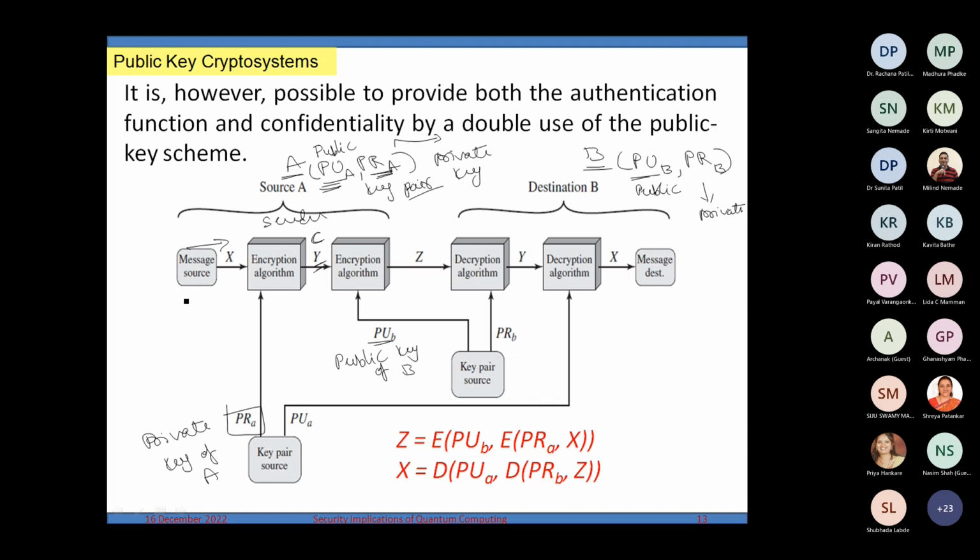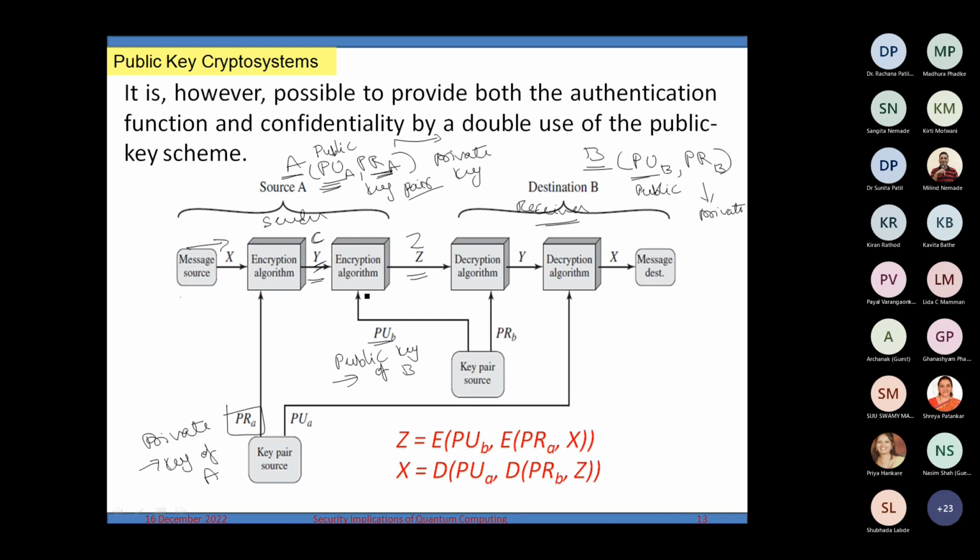So A has taken the plain text and encrypted it with the help of the private key of A. Then next, A encrypted the intermediate ciphertext with the public key of B. Now finally we got the ciphertext Z. Now this Z is transmitted to the receiver B. The receiver has received this ciphertext. Now what is the receiver going to do? Decrypt. First, decrypt Z with the help of the private key of B.